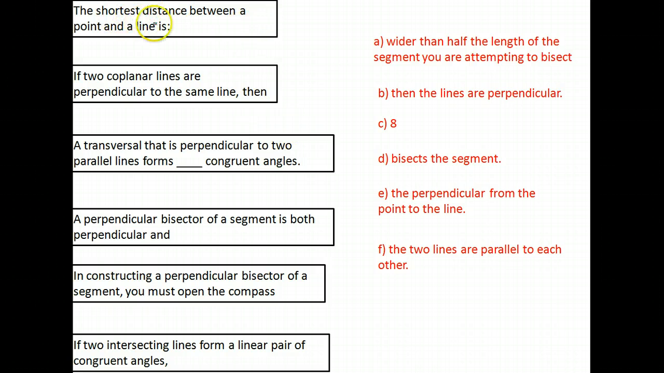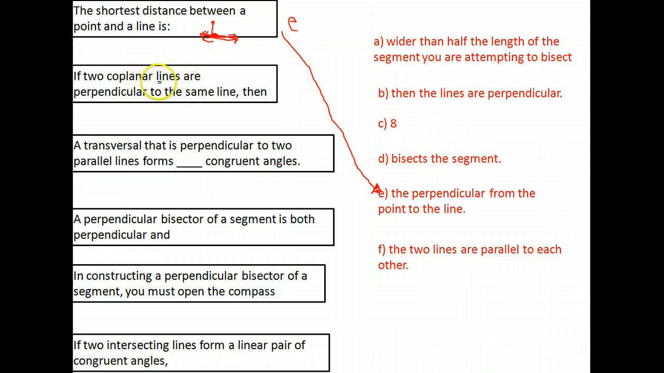So first of all, the shortest distance between a point to a line is what? What is the shortest distance from a point, let me draw a picture, to a line? How did we know? What was the shortest distance from a point to a line? And we said, well, it's the perpendicular line between the point and the line. So that would be option E. Okay. The shortest distance between a point and a line is the perpendicular from the point to the line.